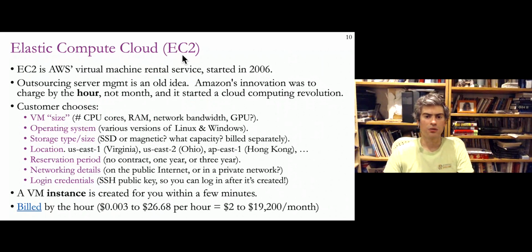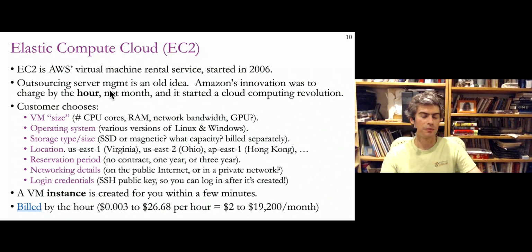So EC2, you've used that before. It's Elastic Compute Cloud. Elastic means it can change in size. So the point of elastic computing is that as a company needs more machines, they can very quickly buy them because they're billed by the hour, not the month.